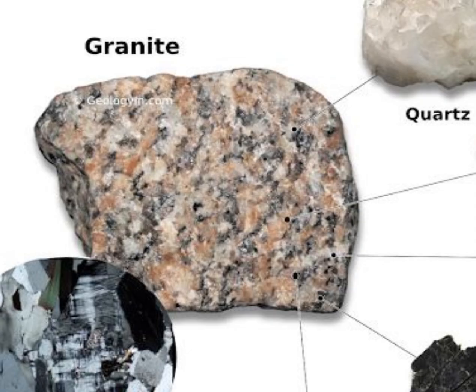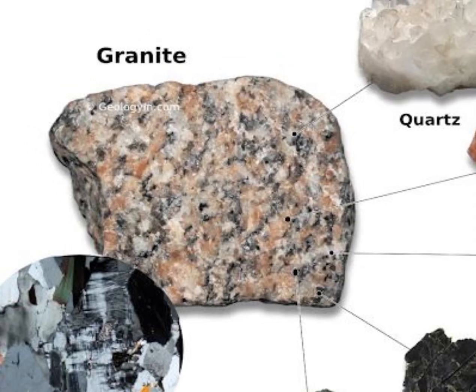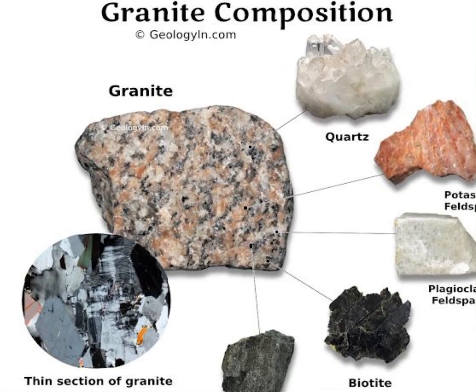Today we will talk about granite, its colors, and its composition, which is an igneous rock. Granite is a common coarse-grained, light-colored intrusive igneous rock. It forms from the slow crystallization of magma deep beneath the Earth's surface. Its characteristic properties are entirely dependent on the minerals that compose it.